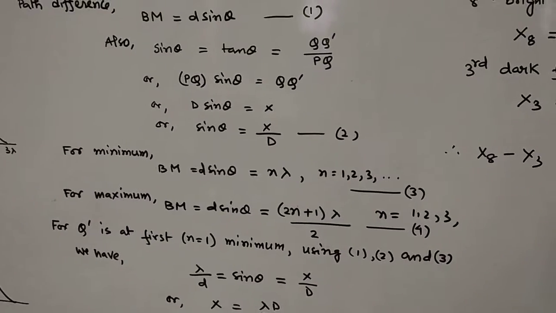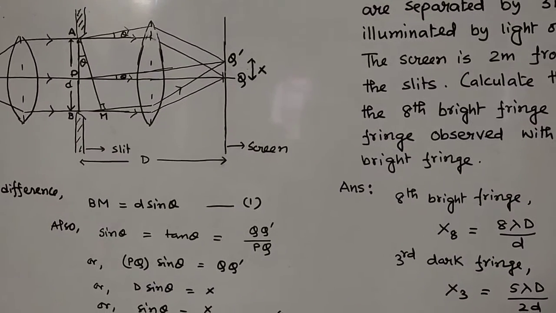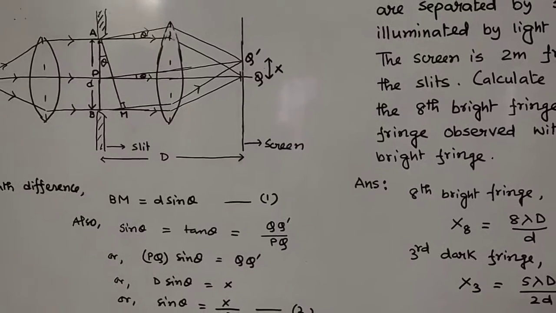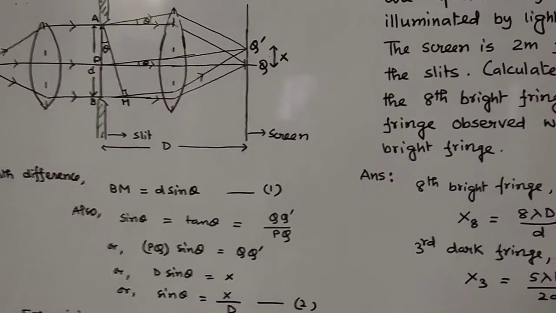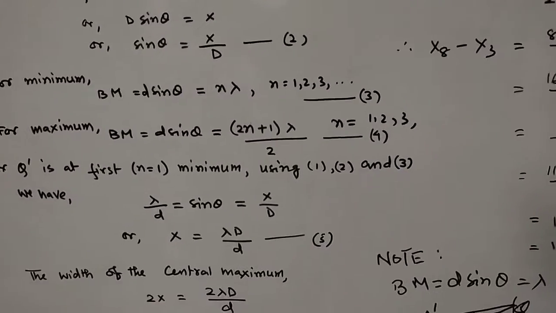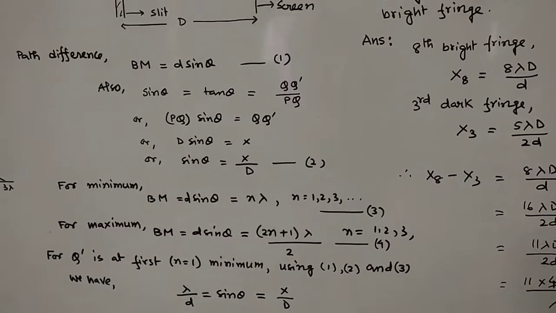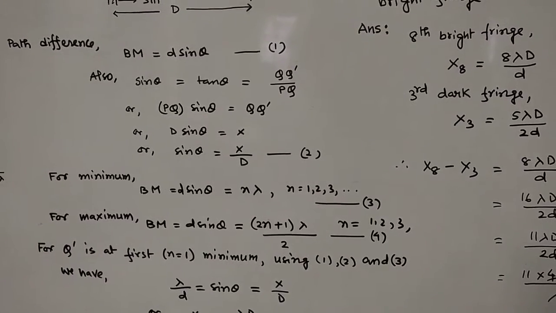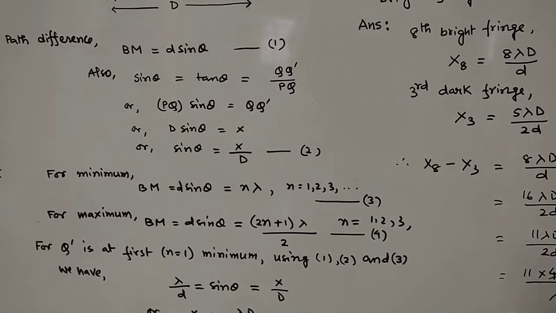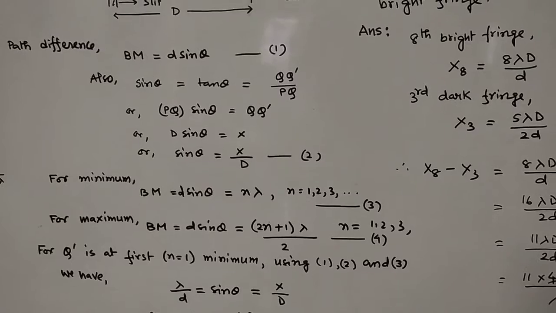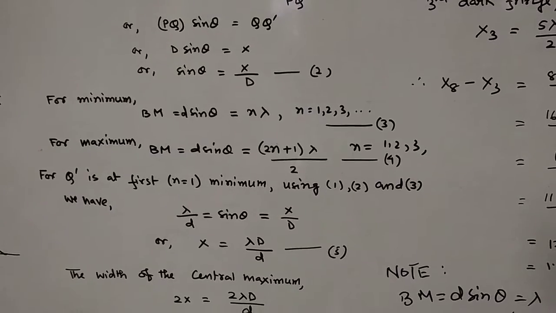Now for Q dash at first minimum. If you consider Q dash is your first minimum, then Q to Q dash gives you half of the width of the central maximum, is it not? And a similar pattern occurs downward also. So if you multiply by 2x, then you will get the width of the central maximum. So for Q dash at first minimum, that is n equal to 1, using 1, 2 and 3, it comes out to be lambda by small d from minimum number 3 equal to sine theta, and sine theta comes out to be 2x by capital D? So x comes out here lambda capital D by small d.